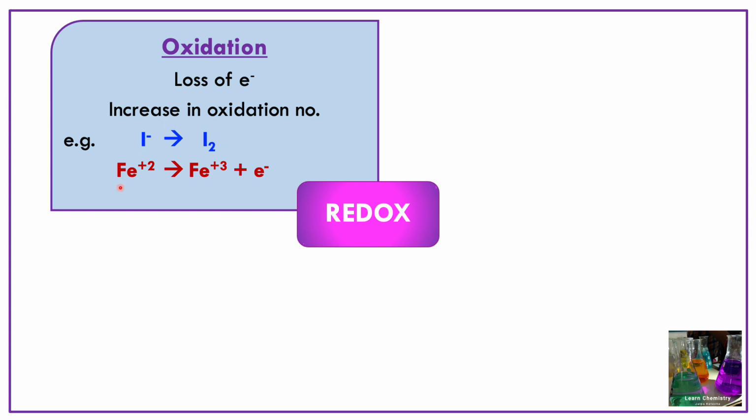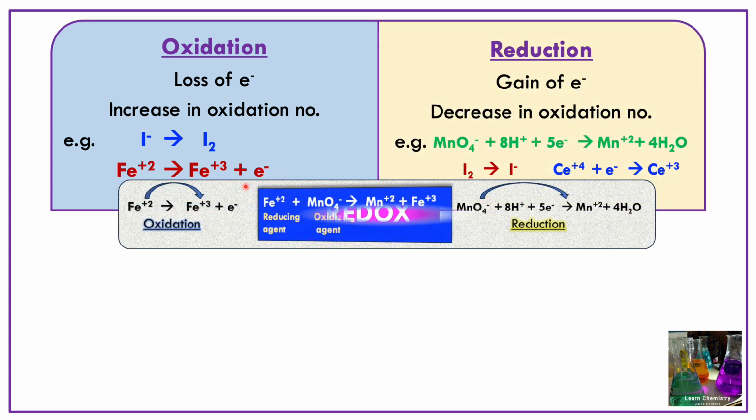Similarly, for the ferrous sulfate ionic reaction, Fe2+ undergoes oxidation giving Fe3+, the ferric ion, with the loss of an electron. So oxidation is loss of electrons and it increases the oxidation number. Reduction is gain of electrons and it decreases the oxidation number.